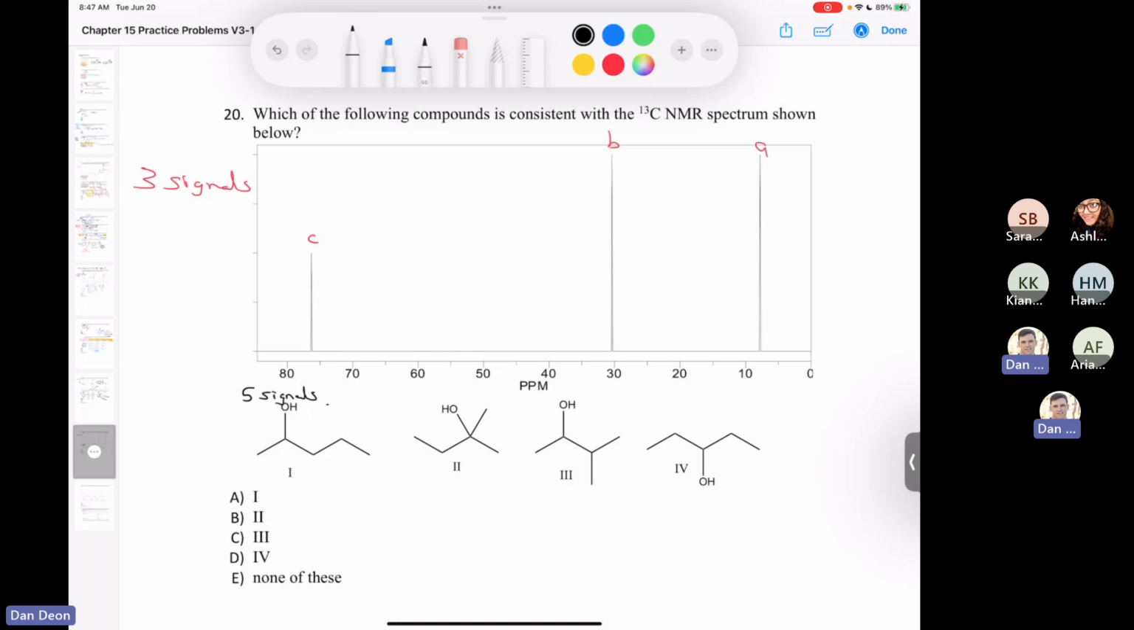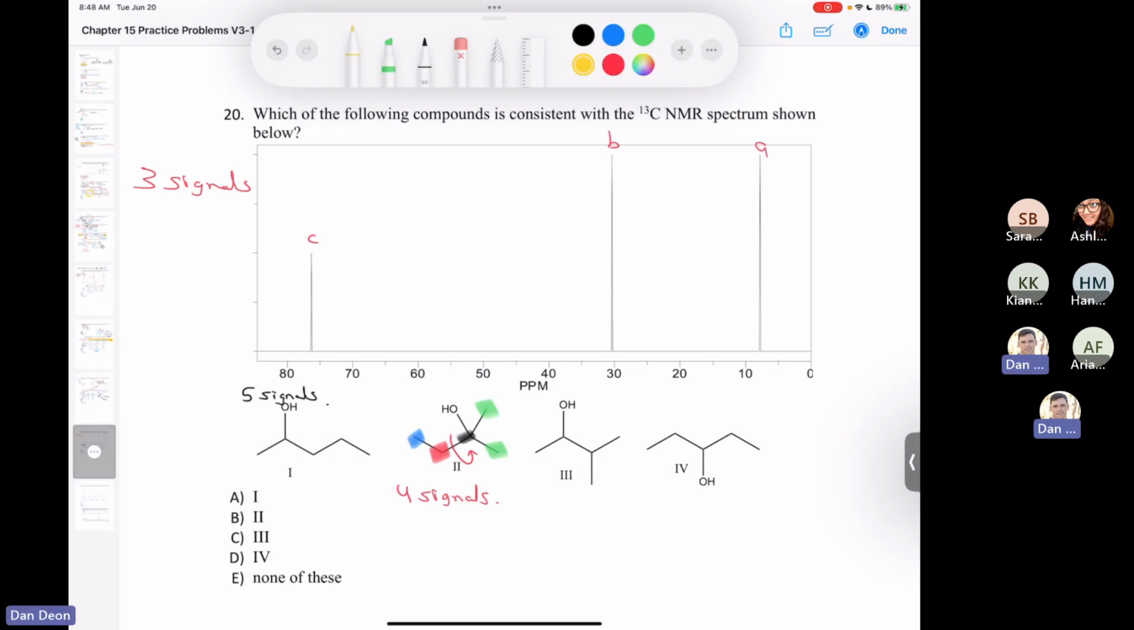How many signals would I see in number 2? Could anybody tell me in this one? There is some symmetry in this molecule. It's not abundantly clear the way it's written, but anybody have an idea about this one? Well, if we take a quick peek at this one, we see that we have a unique carbon here, here, here, but these 2 methyl groups are chemically equivalent, right? Because we have free rotation around this bond here. And so for this one, we would see 4 signals.